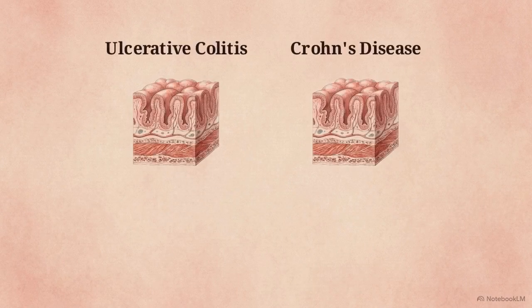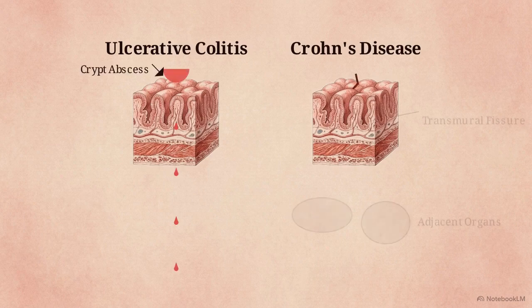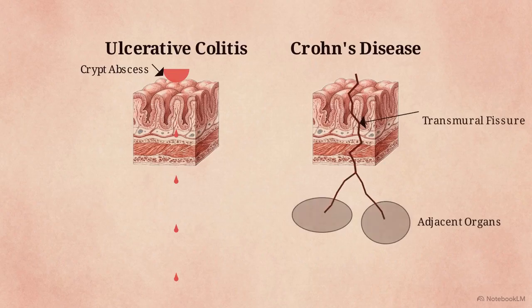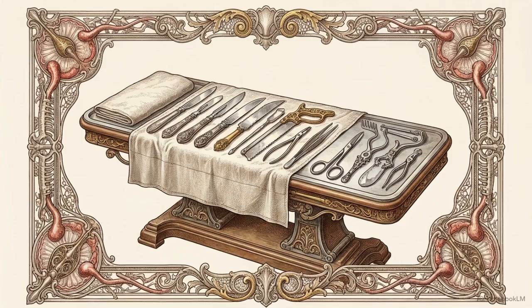This difference in microscopic depth dictates the entire clinical course. Superficial crypt abscesses result in mucosal bleeding and fluid loss, whereas deep transmural fissures cause complex, penetrating organ damage. When we scale up to gross surgical pathology, these microscopic features manifest as visible systemic organ failure.